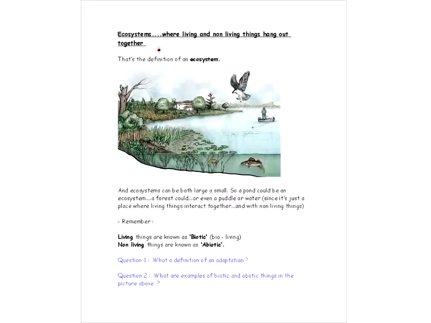So ecosystems can be either large or small. For an example, a pond could be an ecosystem, a forest could be an ecosystem, or even something like a little puddle of water, as small as it is, that could be an ecosystem as well. Because again, remember the definition of an ecosystem, it's just a place where living things interact together with other living things and with non-living things.